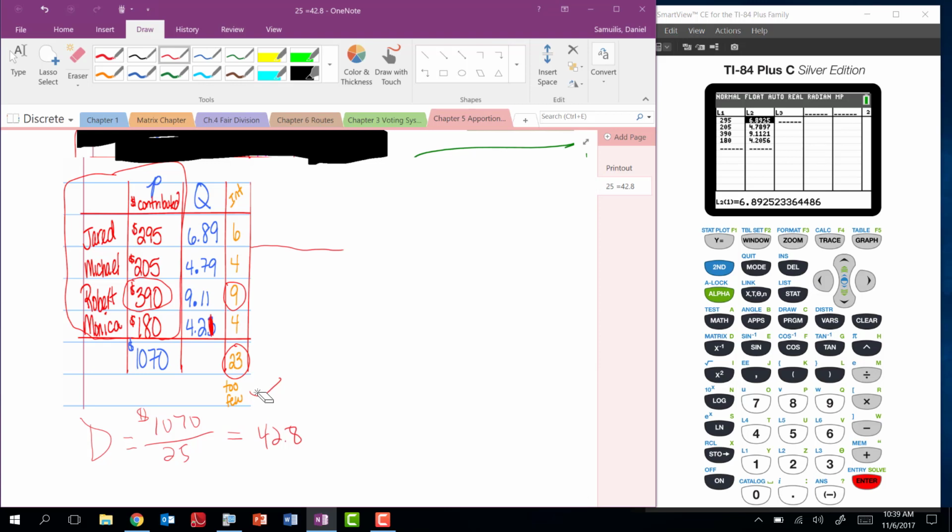So since it's too few given out, what should I do with the modified divisor? Increase it or decrease it? What should I do with the divisor? Increase or decrease? Why decrease? Modified D1, when you divide by a smaller number, what happens to these numbers? They go up. So what I did, I'm going to force it with you as well. We just went down to 42, which is going to give me modified quota 1 when I divide by that. And then we're going to write those numbers in when I go to the calculator for that.